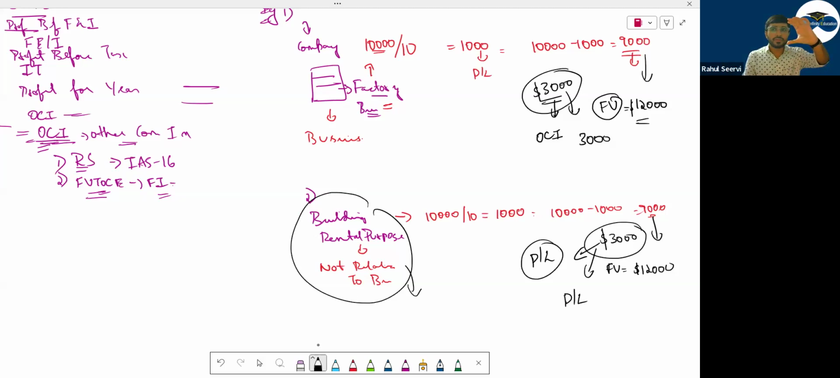In PNL means above, it will not be recorded in OCI. Is the logic clear? Basic idea? Even if you don't know this logic, no one will ask you. You only have to remember what will go in OCI.